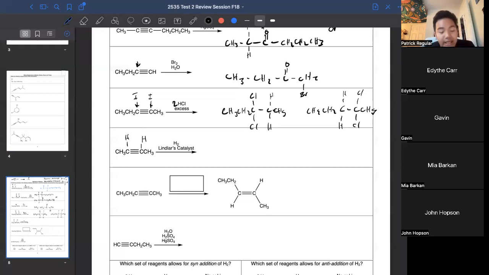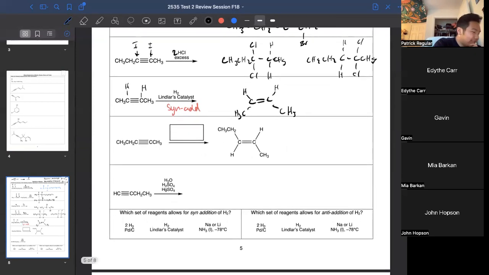However, Lindlar's is syn addition. So if we were to have our alkene that it reduces down to, where should we put our H's? Cis or trans? Cis. Yeah. Syn addition. Cis. H, CH3, CH3. That's all you have to do.